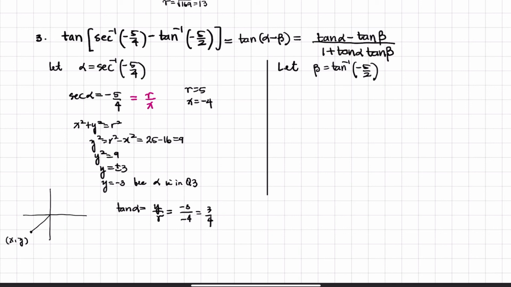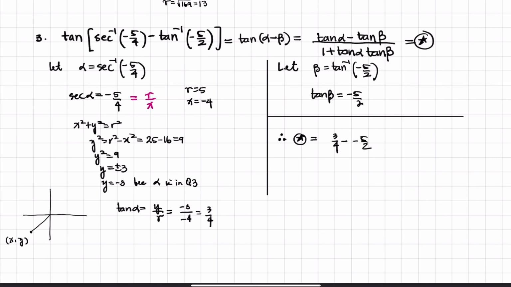So, ito, lutas na yung problema natin sa mga tangent alpha. Ngayon naman, ang kailangan natin ay tangent beta. But from here, tangent beta is negative 5/2. Meron na tayo. Binigay niya na yun, oh. So, therefore, itong itatago ko sa pangalang star. Therefore, star is equal to tangent alpha 3/4 minus negative 5 over 2, over 1 plus 3/4 times negative 5 halves.